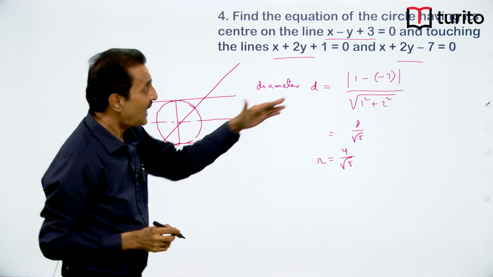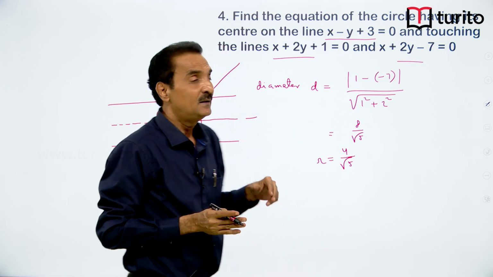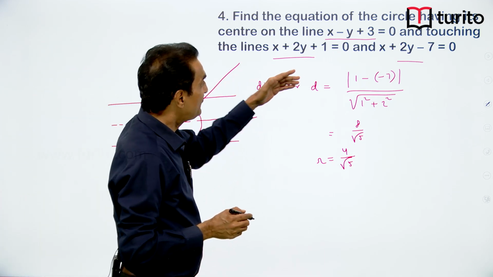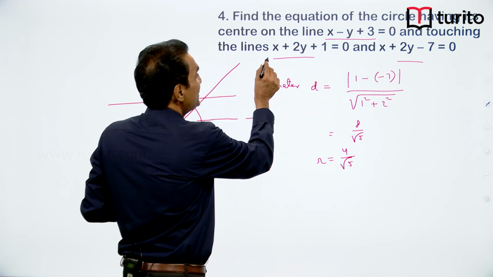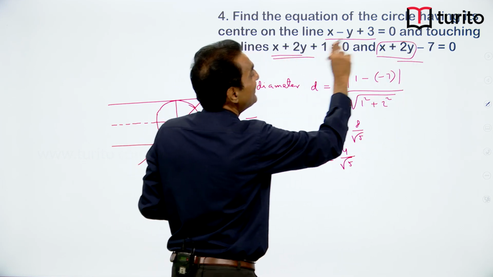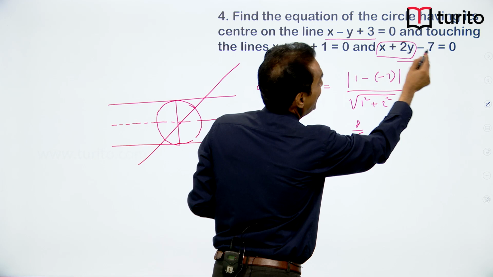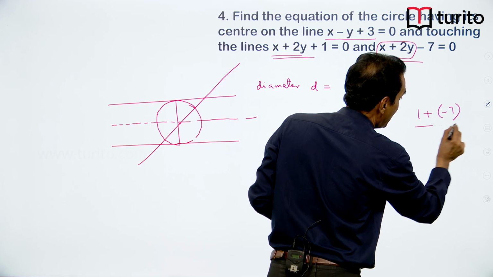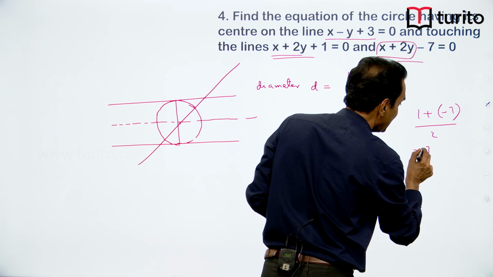If you draw a line parallel to these two and lying exactly midway between the two lines, then how to find that equation? The equation of the line midway between these two lines will be given by the same first degree terms, and the constant can be taken as the average of these two. What is the average of 1 and minus 7? 1 plus minus 7 by 2. How much? Minus 6 by 2 is minus 3.